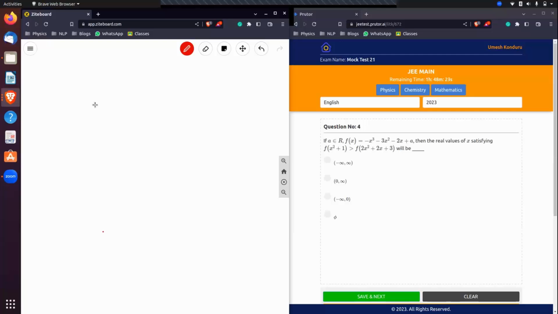So rather than trying to solve them quickly, I'll just try to explain stuff that might be useful in solving such questions. Now in this question, the very naive way of doing this might be to just sub in x square plus 1 and then 2x square plus 2x plus 3 into the equation and then try to solve it. But that is going to make it really hard to solve.